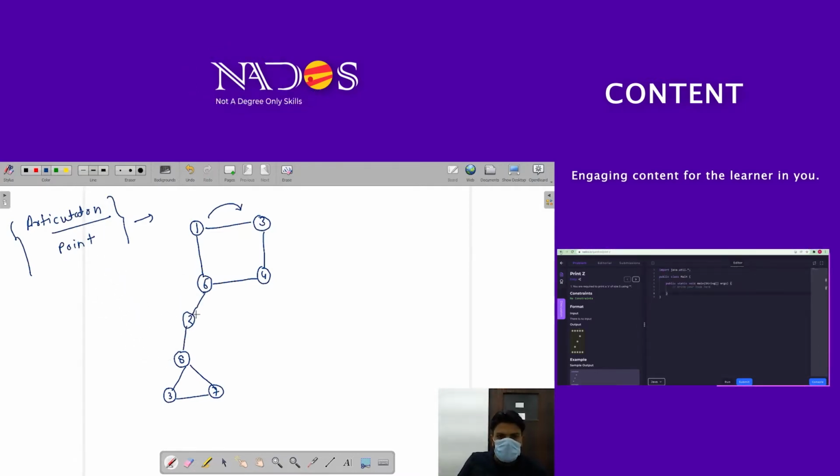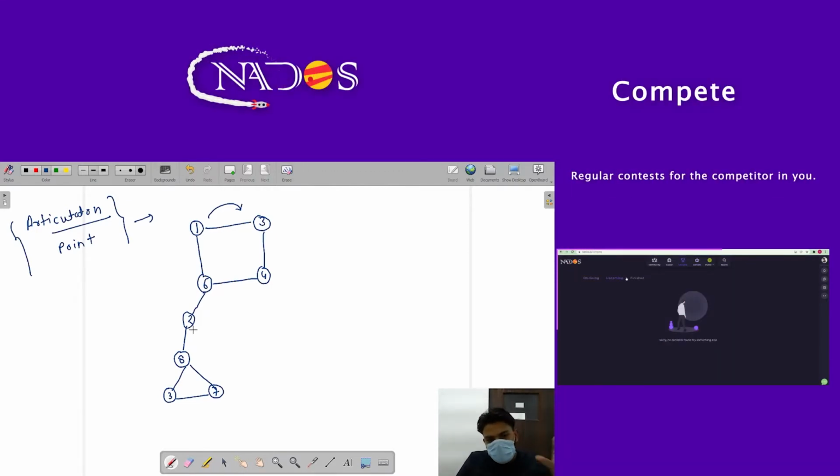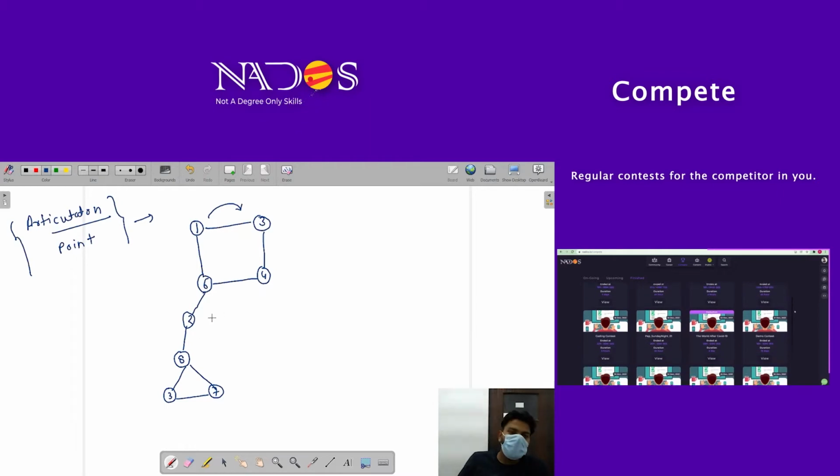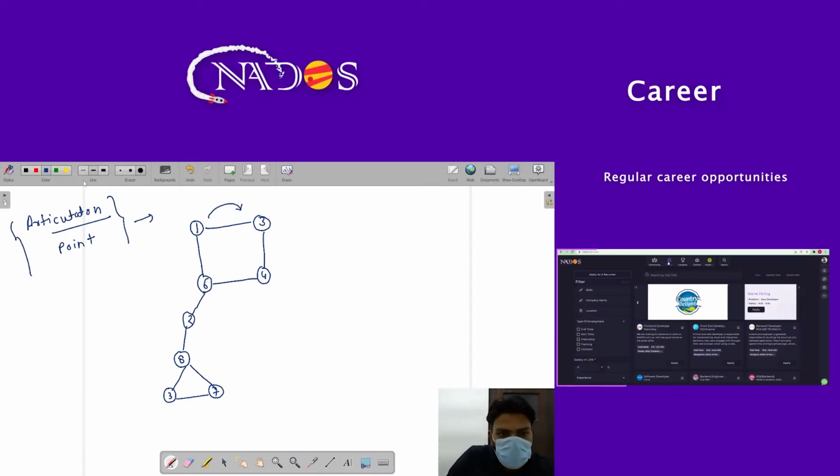So the articulation point is the point where, when we remove the vertex, then the graph is divided into two parts. Then that vertex is called the articulation point. So how can we find the articulation point? Before finding the articulation point, we have to find three things.